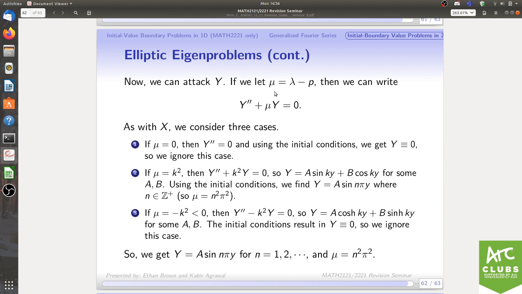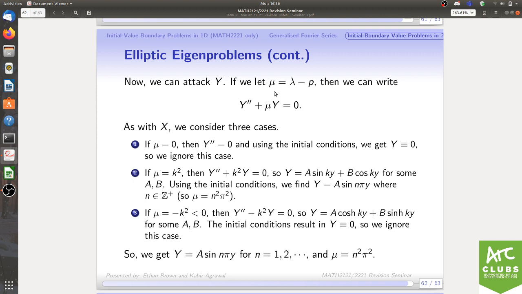So let's suppose that we have mu equal to 0, in a similar way to what we had before. You'll just get y is equivalent to 0. If mu is positive, then we end up with y as a sine function with mu equal to n squared pi squared. Now it's really important that you use different variables, because mu and p are related, but they could take on different values.